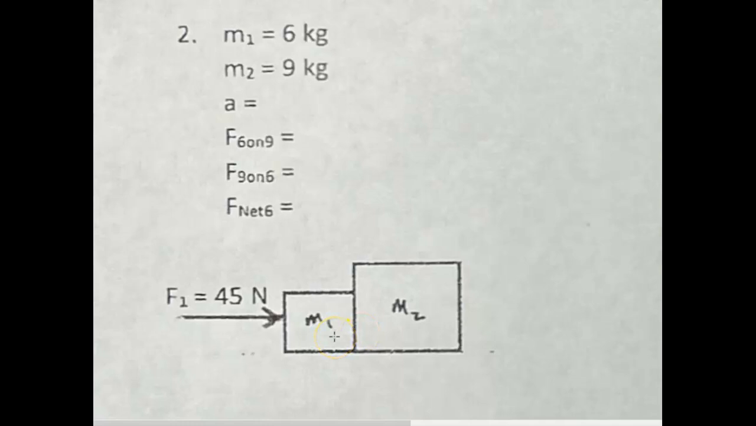So if we say M1 pushes on M2 action, then the reaction is M2 pushes back on M1, and that'll be F9 on 6. And that is an action-reaction pair. So I know from the beginning that F6 on 9 and F9 on 6 are going to be the same value. Let's take a look at the solution here.